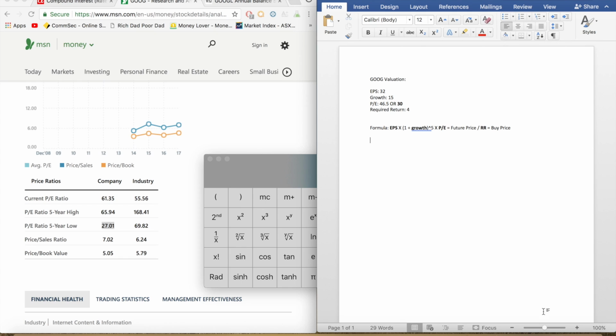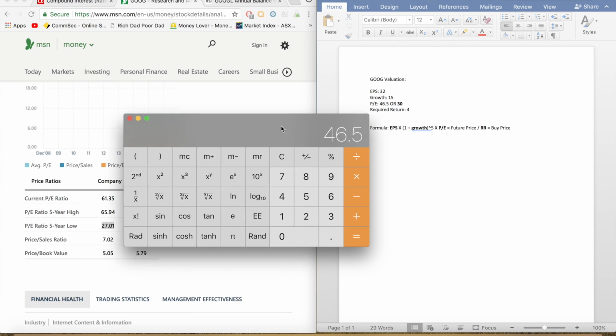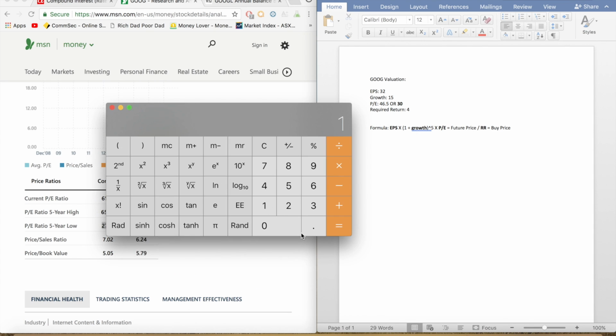So now let's put them into the formula. When doing the formula, it's important that you do this bit first, because that's the bit with the tricky to the power of 5, and we want to get that out of the way. So we come over here. We're going 1 plus the growth in decimal, so 0.15, 1.15. And you just click this one here with the X and the Y, that's to the power. And then 5 equals. And then we're going times by our EPS, so times by 32 equals.